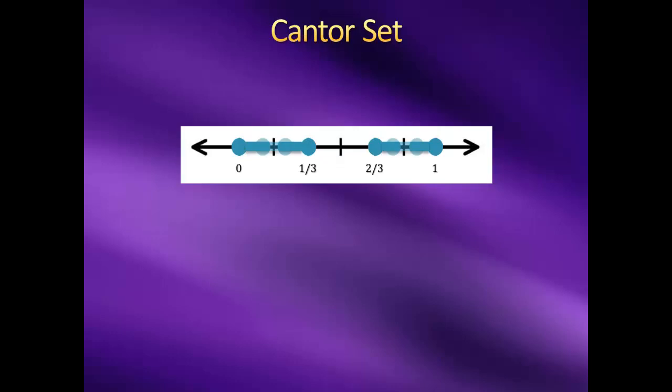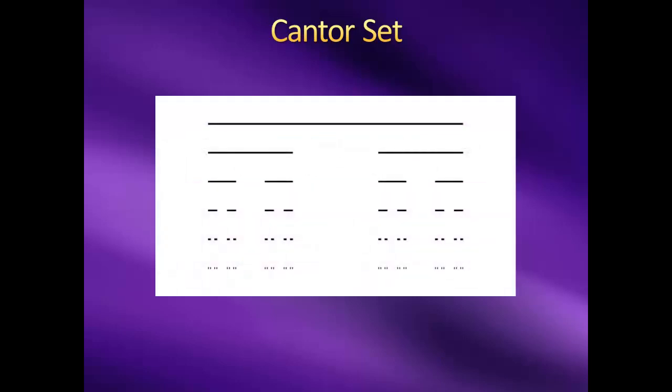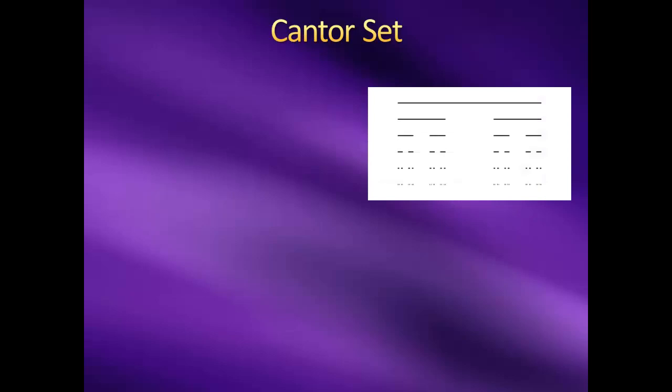Now, we do it again, removing the middle third of each interval that's left over. Now we're left with four closed intervals: 0 to 1/9, 2/9 to 1/3, 2/3 to 7/9, and 8/9 to 1. Then we do it again, and again, until infinity. What we're left with is Cantor's set, a very delicate sort of set, almost like dust, if you will. So let's look at some of the properties of the Cantor set.